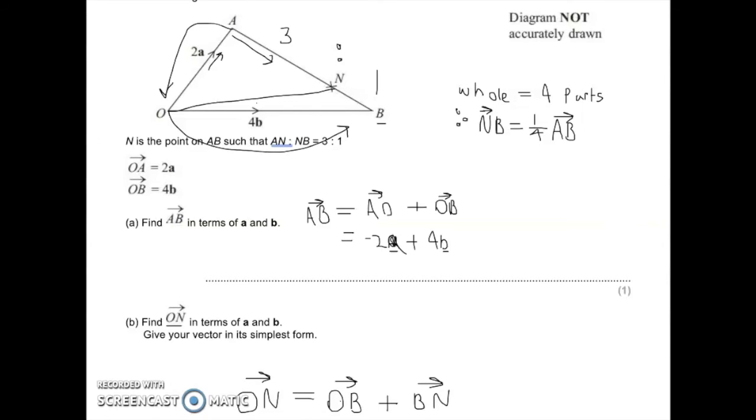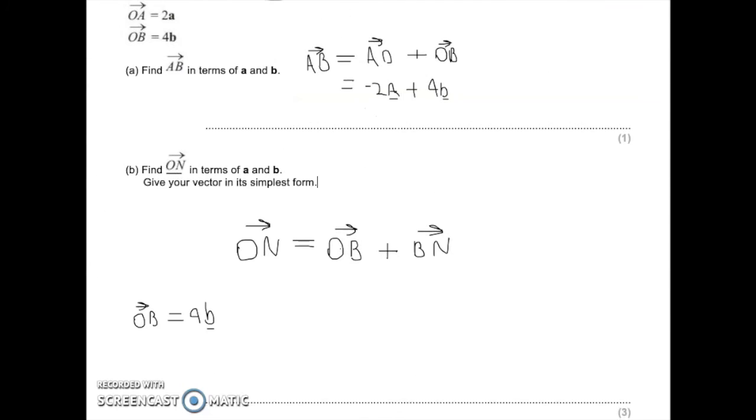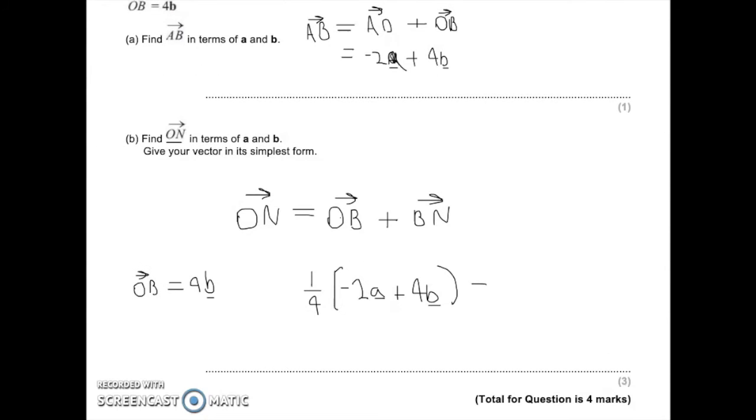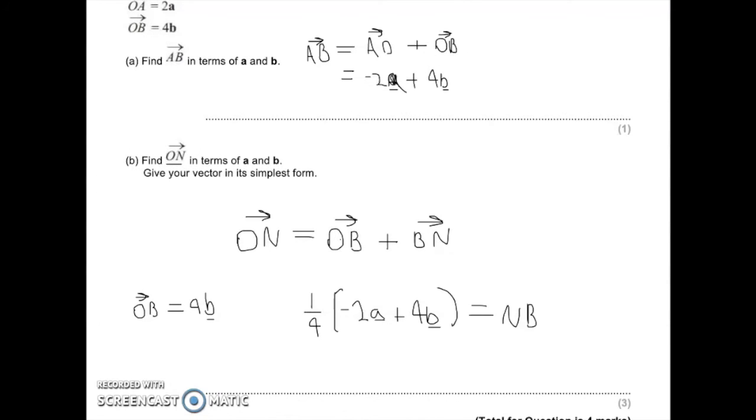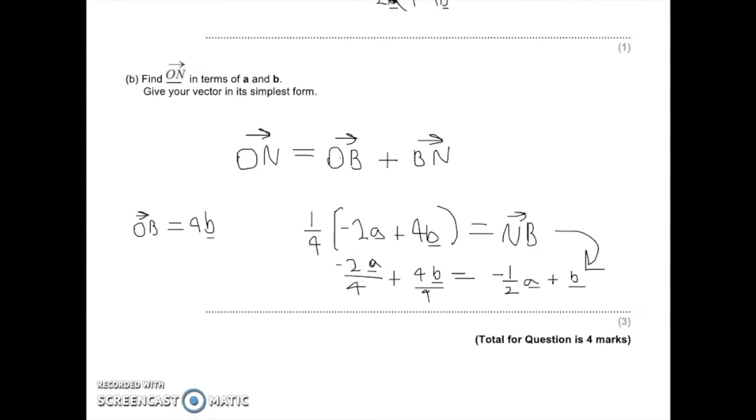You have to be careful with the direction because NB is not the same as BN, and we want to find BN. So what we're going to do is we're going to find NB, and then from when we find NB, we're going to take the negative of NB, as it has the same magnitude but it's in the opposite direction. So as you can see, I've taken the value of AB and I've multiplied it by a quarter, and that leaves me with minus a half A plus B.